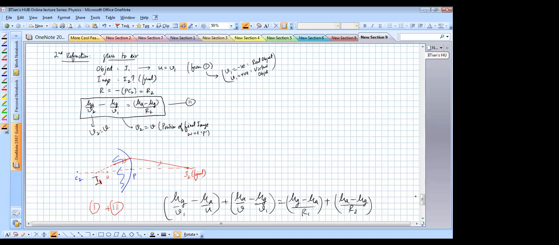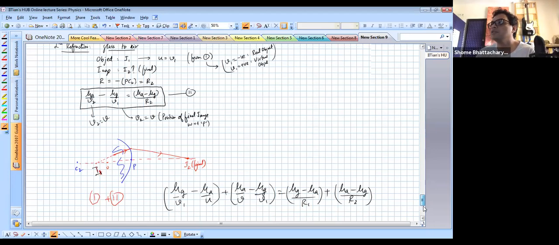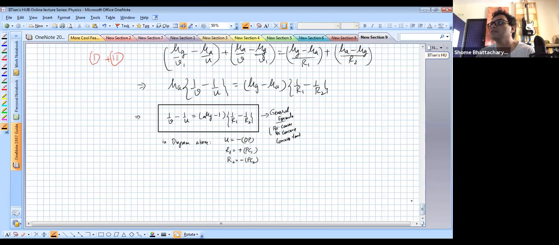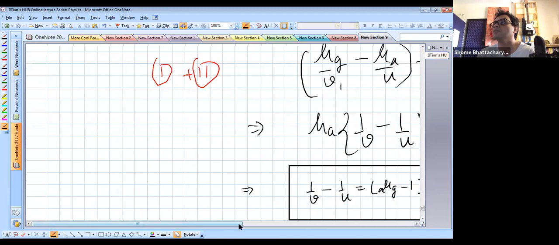Okay, people. So just scrolling down to this now, so you can see that this is the result that we are getting between U, V and the radii. Okay. Now to find the focal length for the lens, all we have to do is now imagine that the incident rays are parallel to the principal axis and figure out where the position of the image will be. That is the concept of focal length.